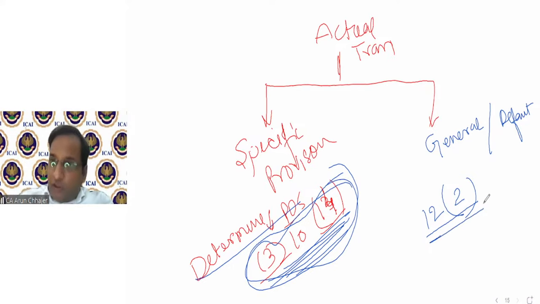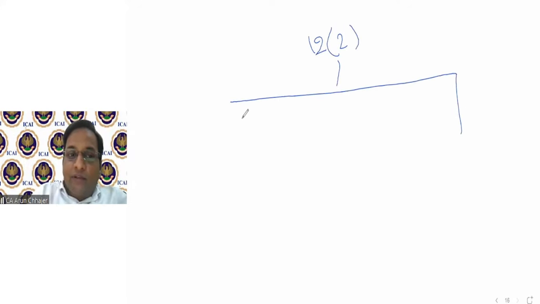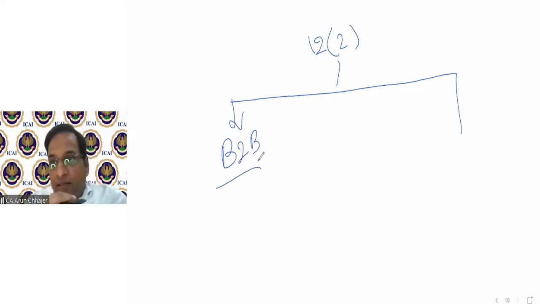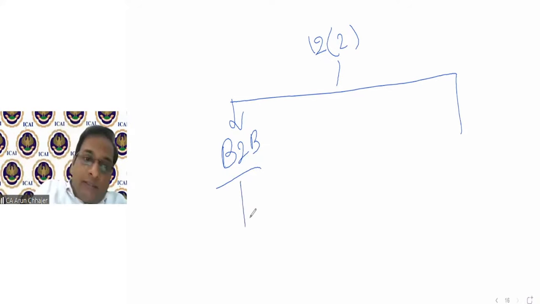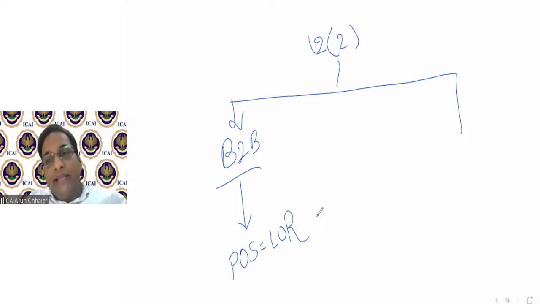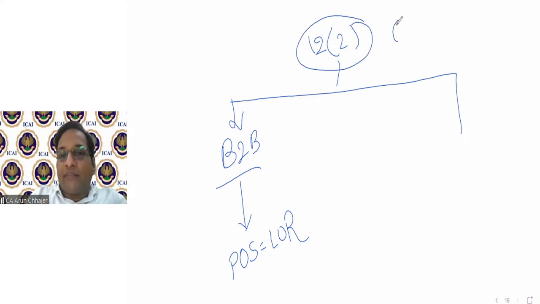So what is subsection 2? Let me talk about section 12 subsection 2, which is the general rule. It says that if the transaction is B2B, meaning a registered service provider is giving the service to a registered person, then the place of supply would be LOR. It means the LOR and POS would be the same in all cases? No, only in the general provision.